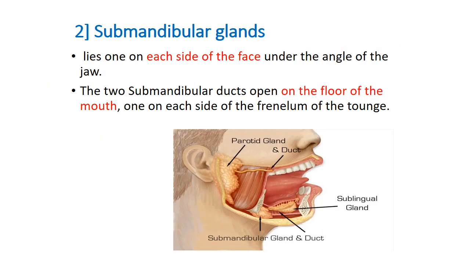Now, second one is the submandibular gland. These lie one on each side of the face under the angle of the jaw. The two submandibular ducts open on the floor of the mouth, one on each side of the frenulum of the tongue. Okay, the duct will open at the frenulum of the tongue, on both sides, laterally.